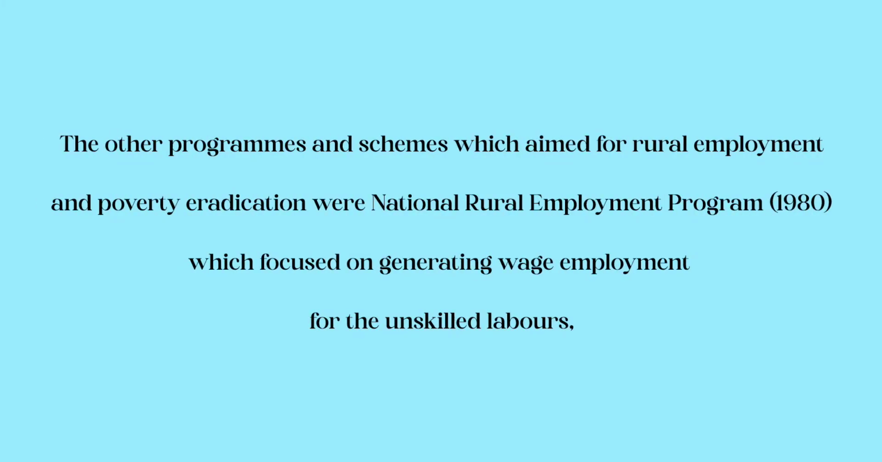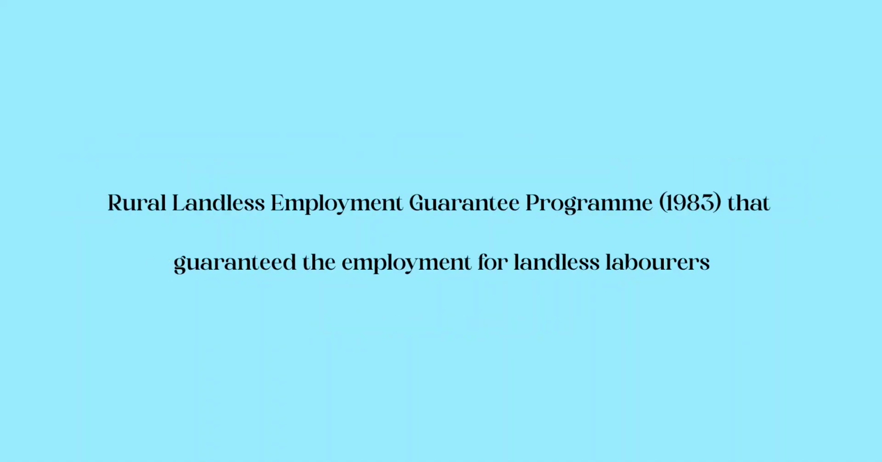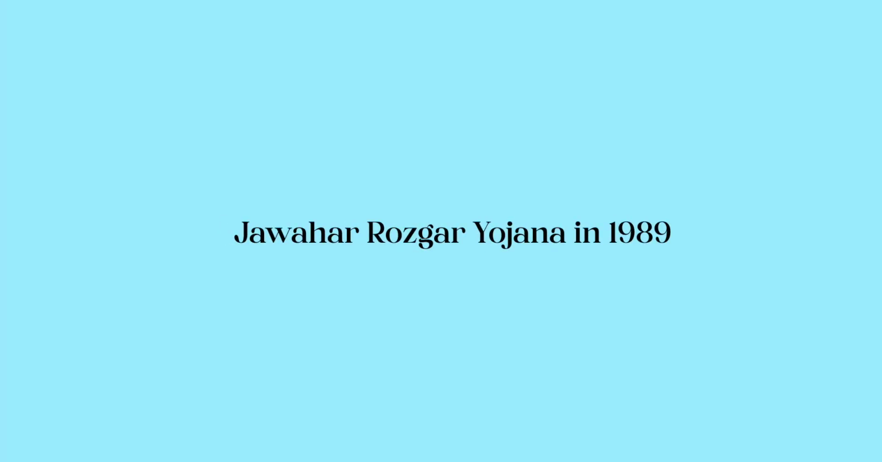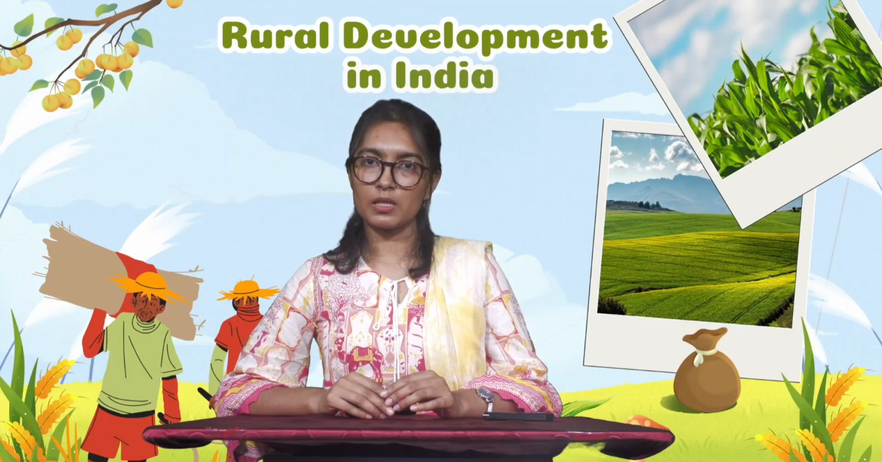The other programs and schemes which aimed for rural employment and poverty eradication were the National Rural Employment Program of 1980, which focused on generating wage employment for unskilled laborers, and the Rural Landless Employment Guarantee Program of 1983 that guaranteed employment for landless laborers. These schemes were merged to form the Jawahar Rozgar Yojana in 1989 to alleviate rural poverty.